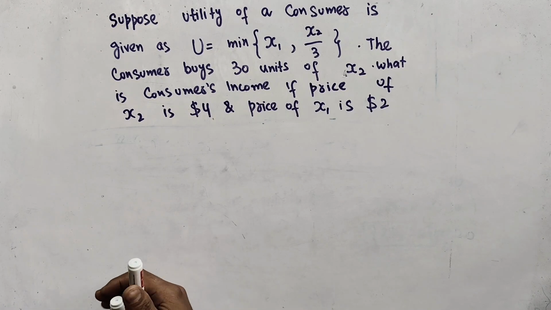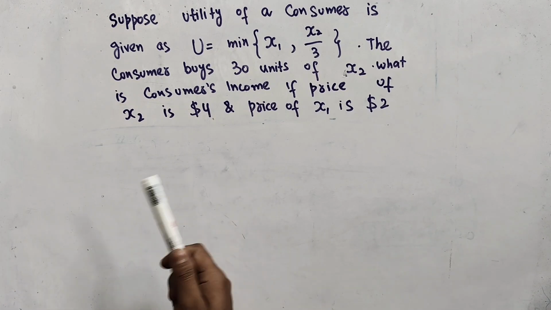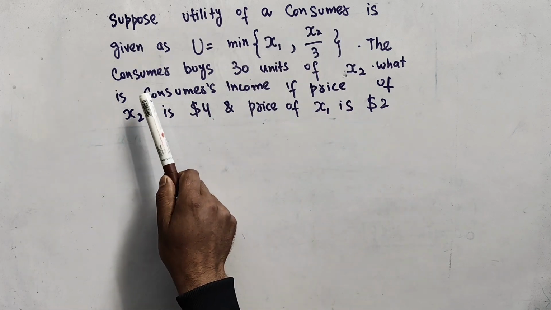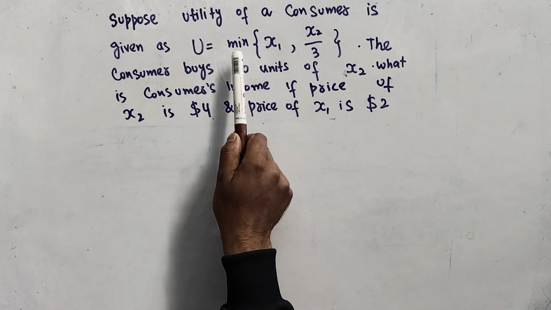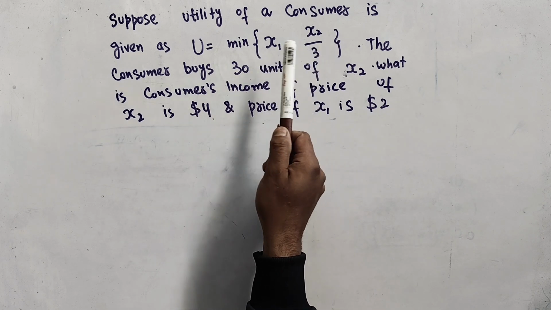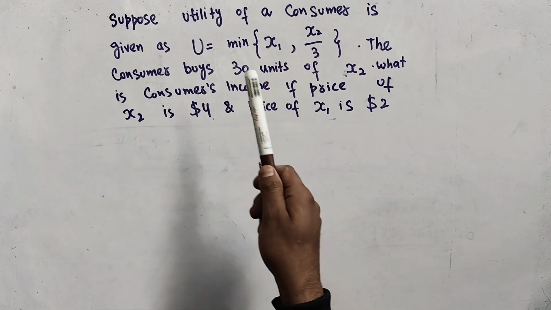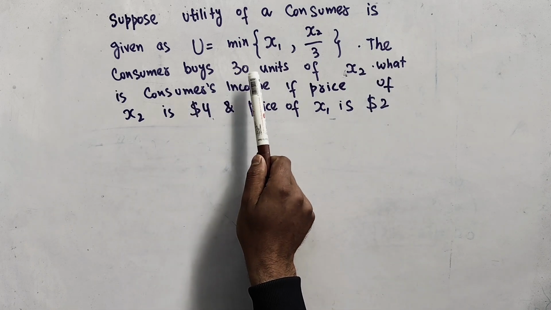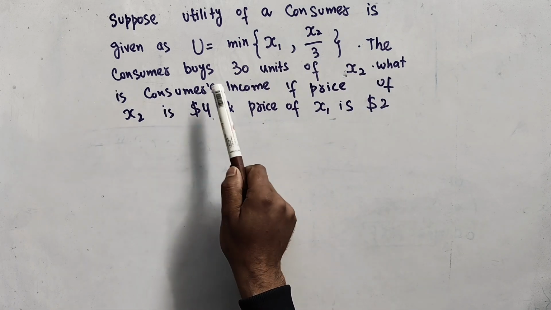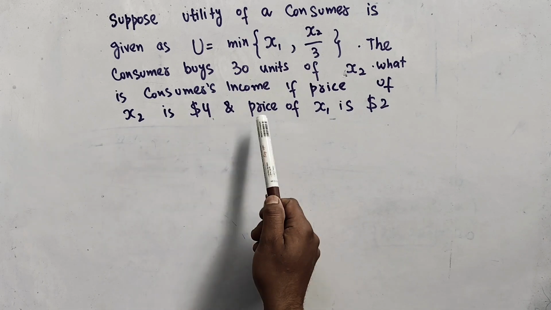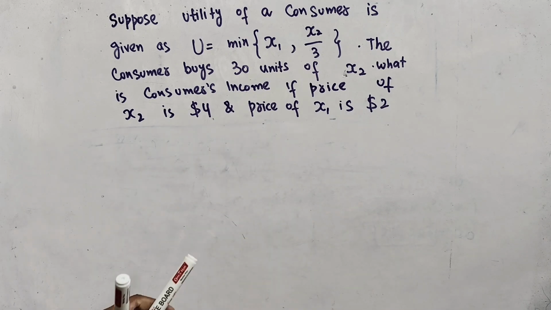In this video, we will solve a question on Leontief utility function. The question is, suppose utility of a consumer is given as U equals minimum of x1 comma x2 upon 3, where x1 and x2 are the two goods and U denotes the utility derived from the consumption of these goods. The consumer buys 30 units of good x2. What is the consumer's income if price of good x2 is $4 and price of good x1 is $2?